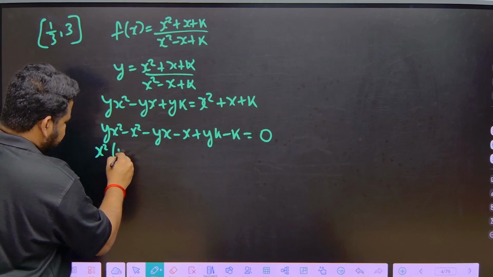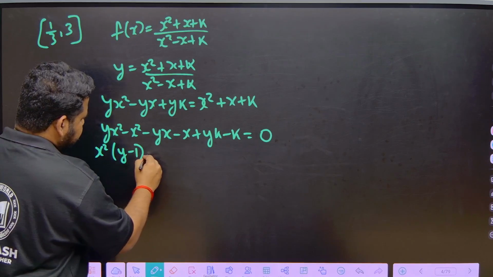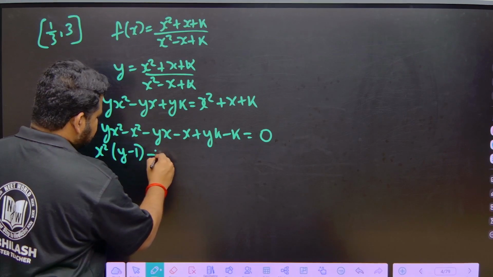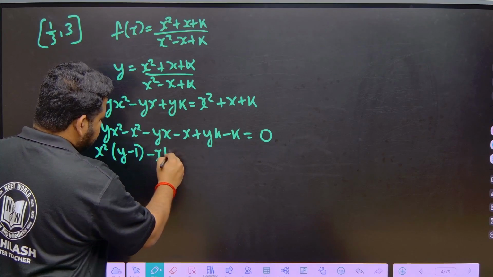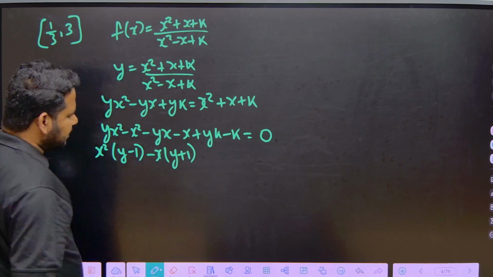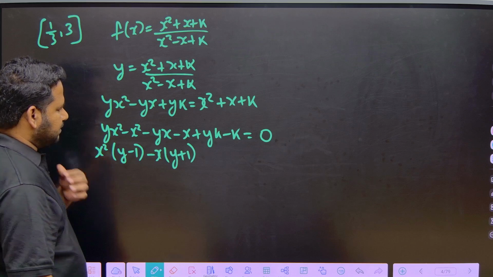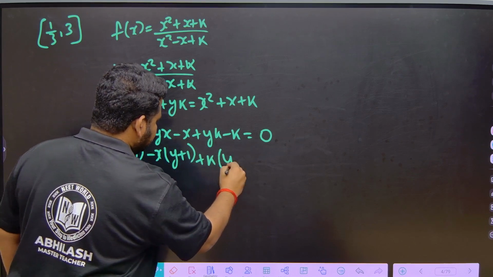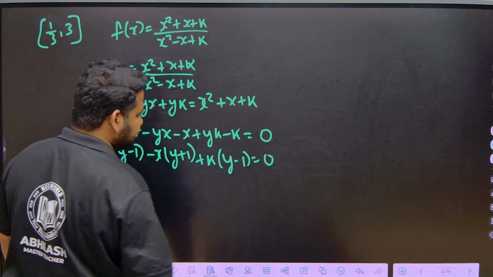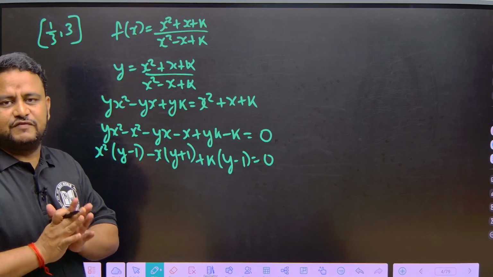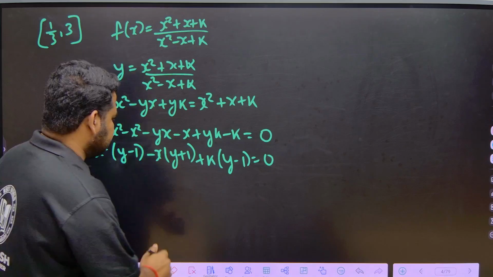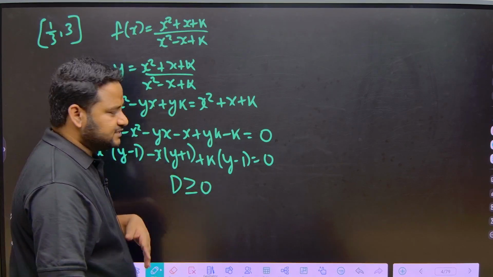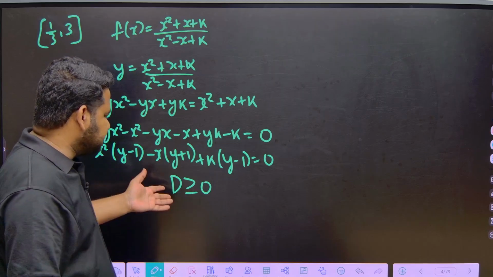Now, if I take whatever is common, this will become x square into (y minus 1), minus x into (y plus 1), plus, if I take k common, k into (y minus 1), is equal to 0. They are telling it is a real valued function. A real valued function means its discriminant should be greater than or equal to 0. So the discriminant is nothing but equal to what?